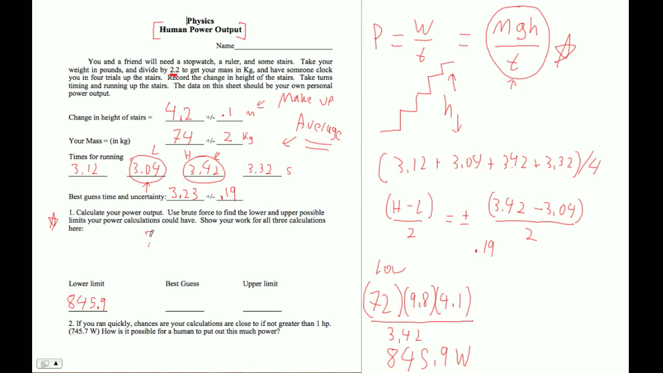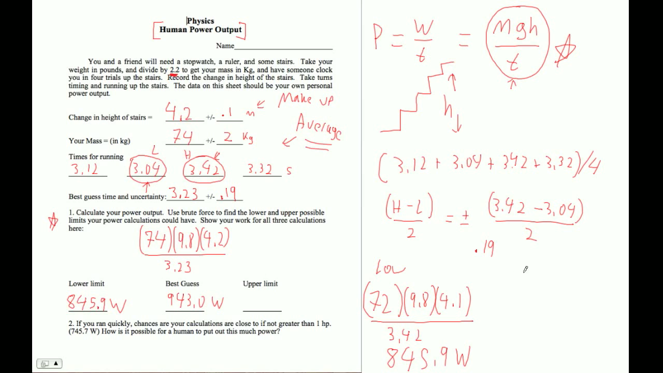For my best guess, I'm just going to use flat out what I think it is. That's 74, what I thought my mass was, times 9.8 times 4.2 meters. I don't change anything. Then I'm going to use my average time, 3.23. So 74 times 9.8 times 4.2 divided by 3.23. That's 942.98, so I'm going to say 943. And these are all watts.